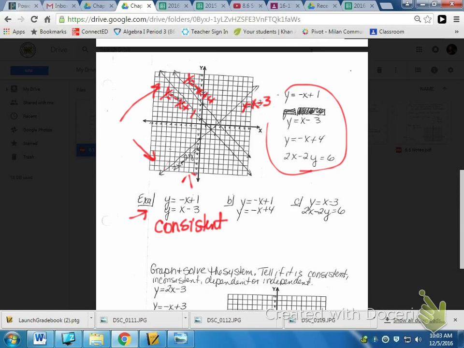One solution, is it independent or dependent? Independent. And we need to name the solution. It would be this point right here, and it looks like 2, negative 1.